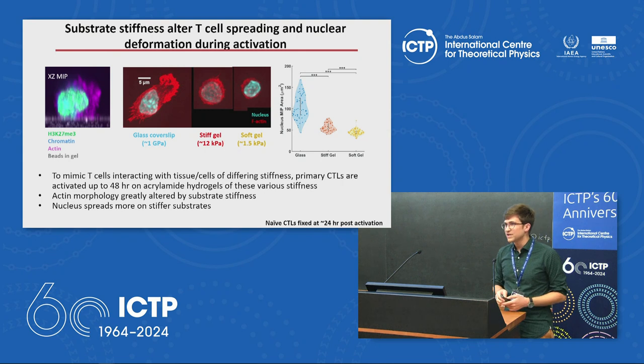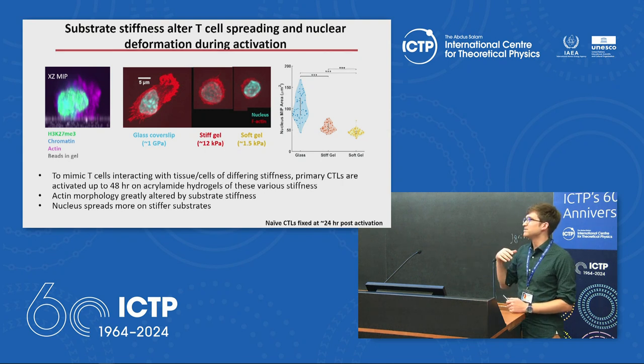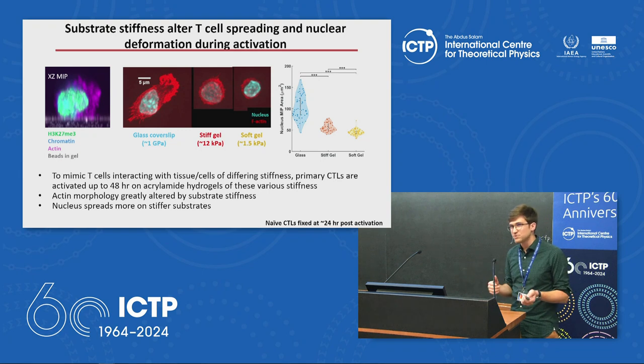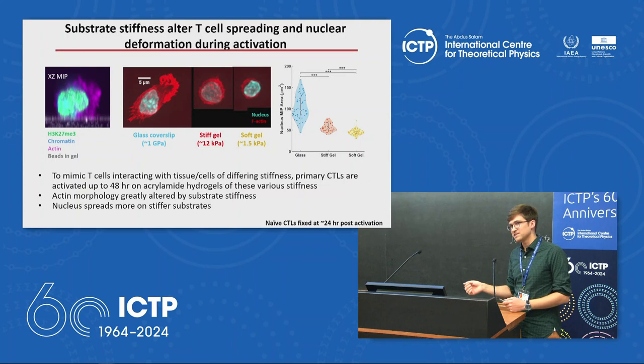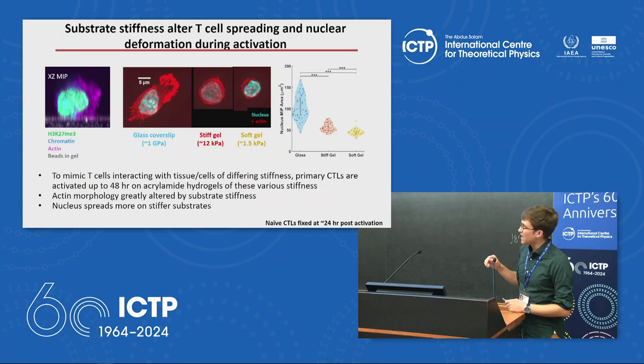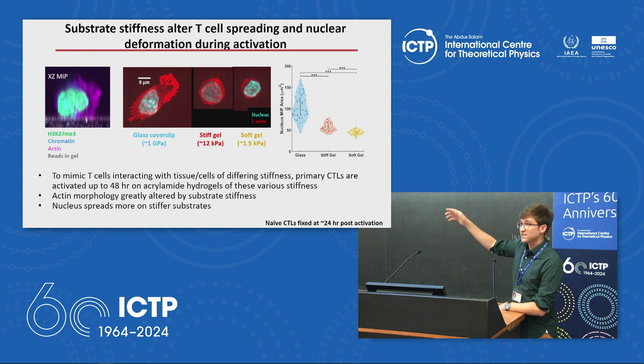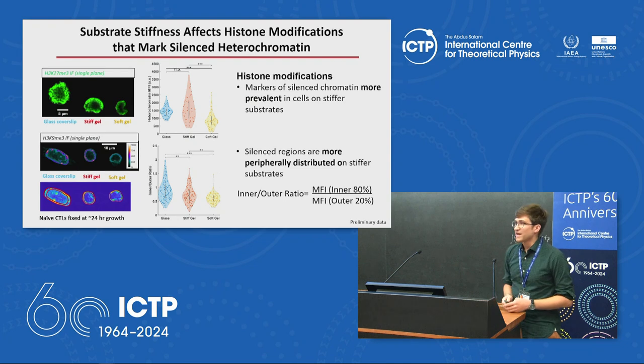So now going into the external microenvironment, T cells interact with a lot of different tissues and cells, and those have many different stiffnesses, so we try to mimic that with glass and gels of different stiffnesses. And that significantly impacts how the nucleus spreads out, in this case spreading out much more on stiff substrates. It also impacts the amount of heterochromatin that is developing and where it is distributed.